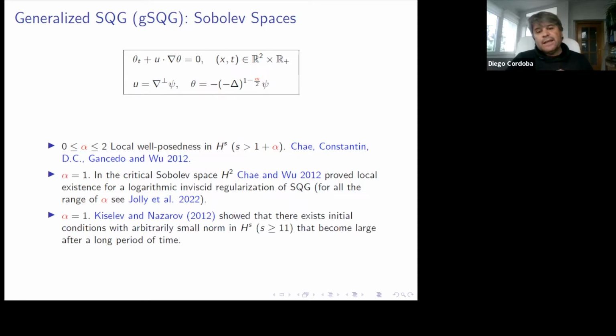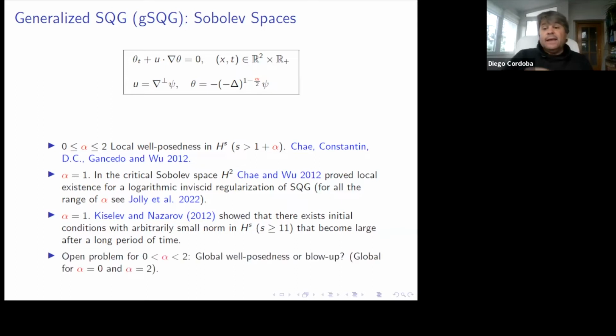they proved that there exists initial data arbitrarily small in H^s, where s has to be strictly bigger than 11, that become large after a long period of time. And the open problem is, for the entire range of alpha between 0 and 2, not including 0 and not including 2, is there global existence or are there singularities in finite time?